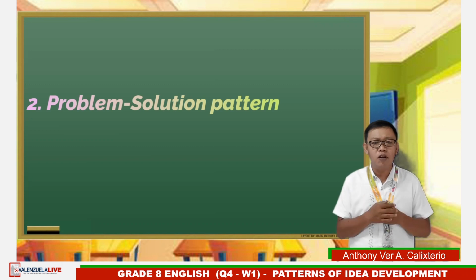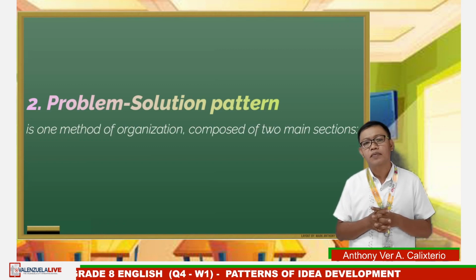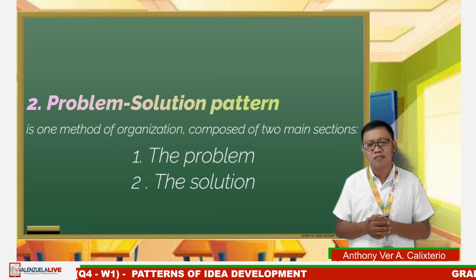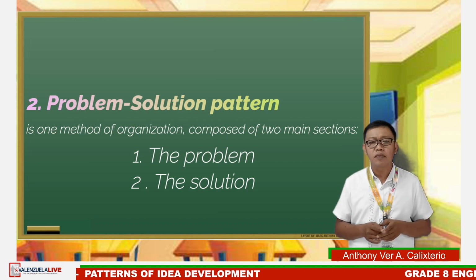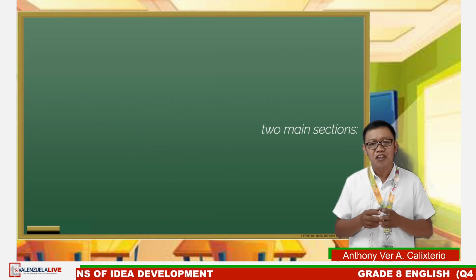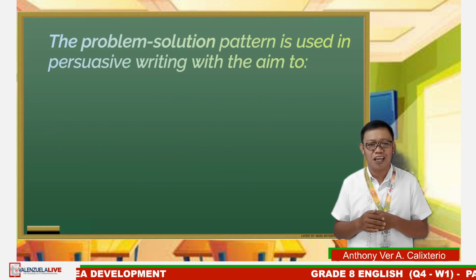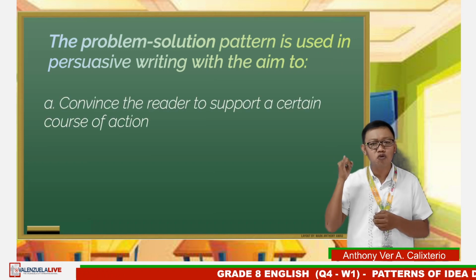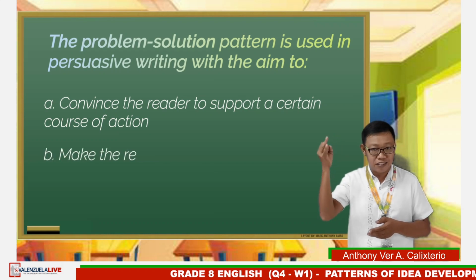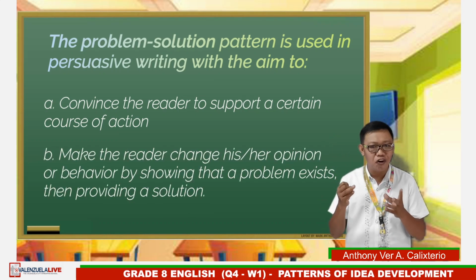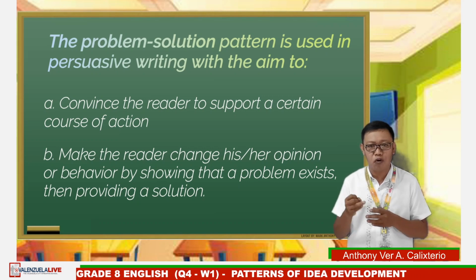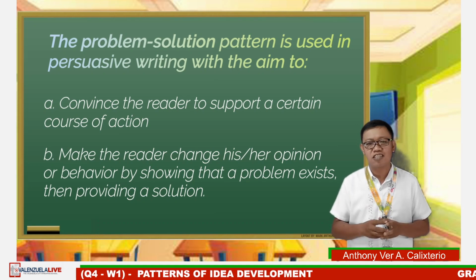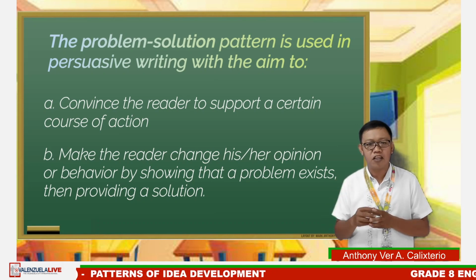Second pattern, the problem and solution pattern. This is one method of organization composed of two main sections. Remember this one: the problem, and secondly, the solution. The problem and solution pattern is used in persuasive writing with the aim to convince the reader to support a certain course of action, and next, to make the reader change his or her opinion or mind or behavior by showing that the problem actually exists. Then, of course, providing a solution.